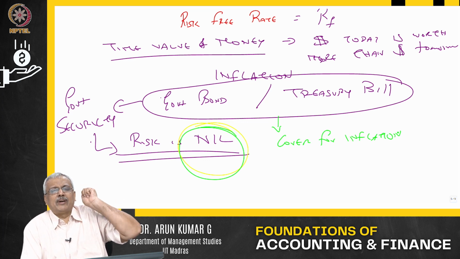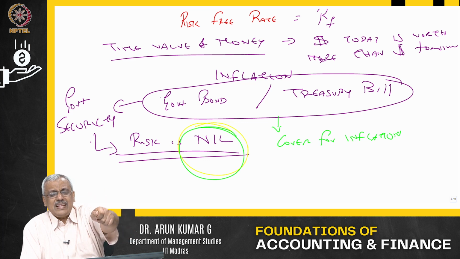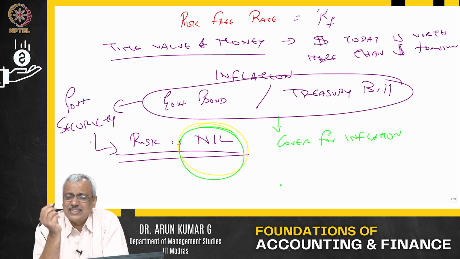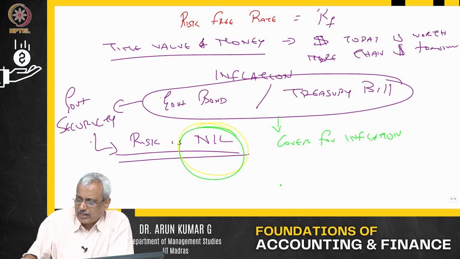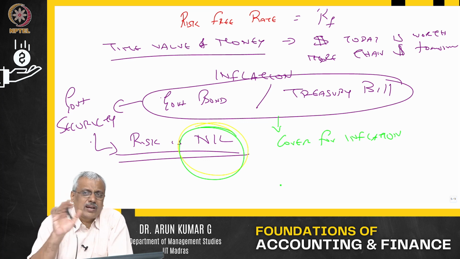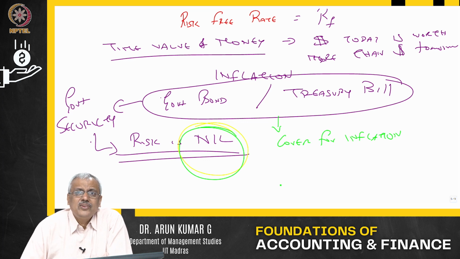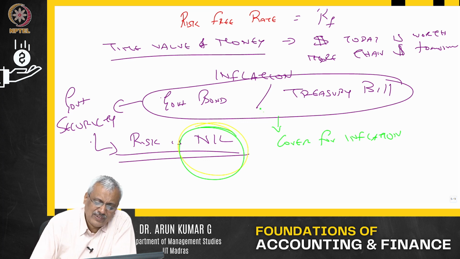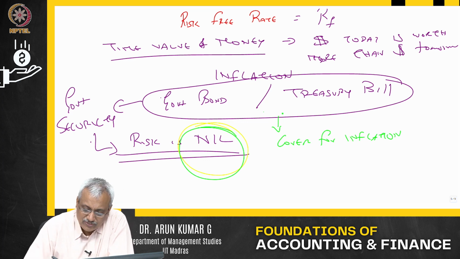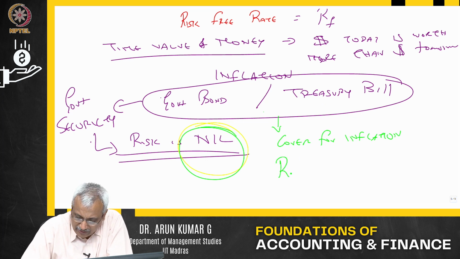Next year I take the money, it has become 104. The government bond is giving me some interest, it has become 104. I can go back and buy the same thing at 104, because inflation in this country is 4%. I am not talking about the current rate of inflation, I am talking about in general. When you invest in this, the return is certain, risk is nil. So this return that a government bond and treasury bill give is what we call the risk free rate.